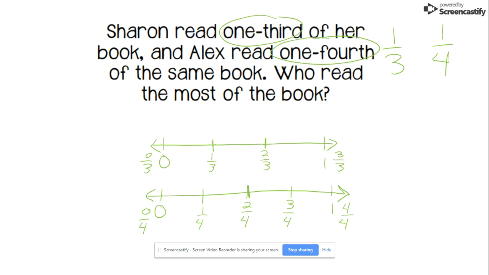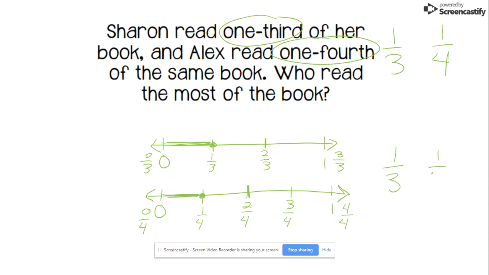So I'm going to plot where 1/3 is and where 1/4 is. If I were to shade from 0 to 1/4 and from 0 to 1/3, the line from 0 to 1/3 is a little bit longer. And since we're drawing and it's not as accurate, and this is pretty close, I'm going to double check with the butterfly method just to make sure that my pictures are adequate.